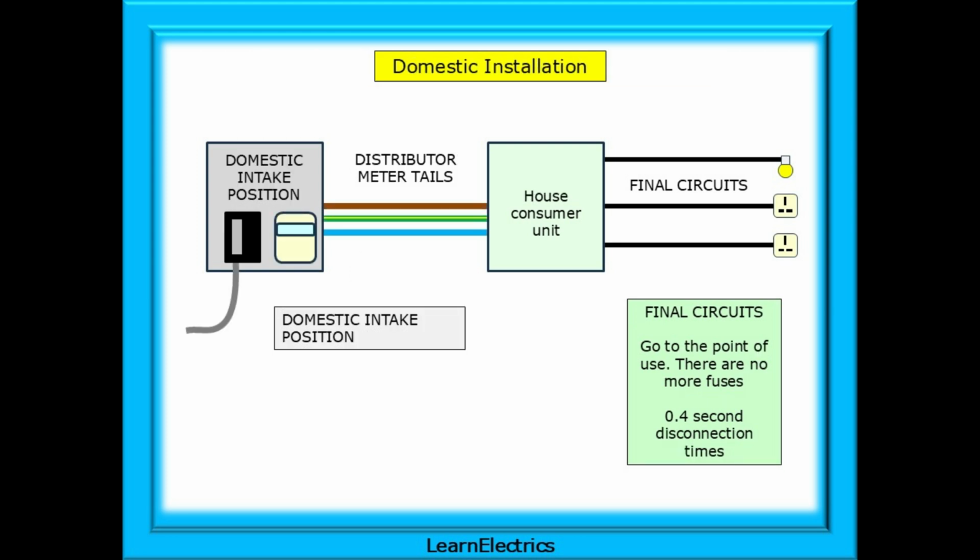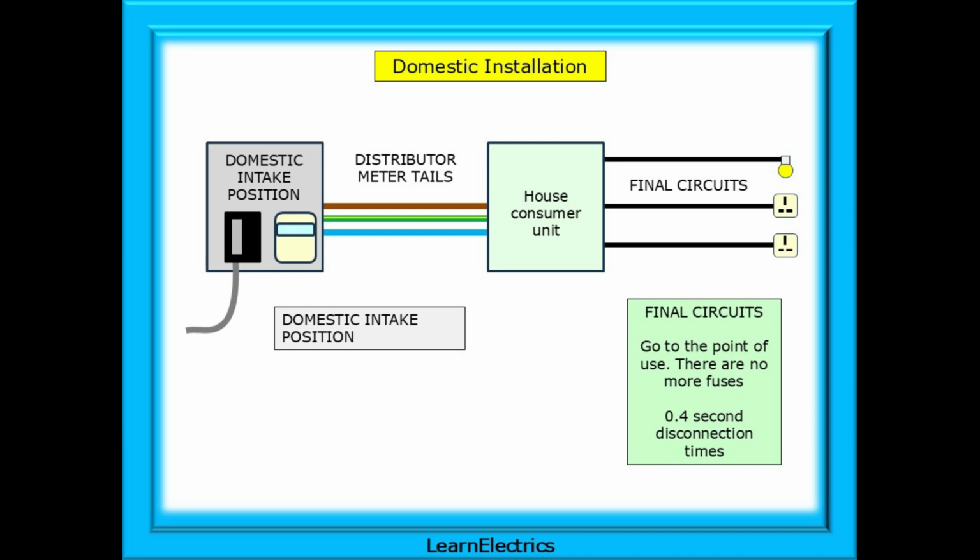A domestic installation is very similar. There is an intake position, main fuse and meter, along with the distributor's meter tails going to the house consumer unit. From the consumer unit, the circuits go out to all the points of use. There are no more fuses after the consumer unit. They are all final circuits with a disconnection time of 0.4 seconds.